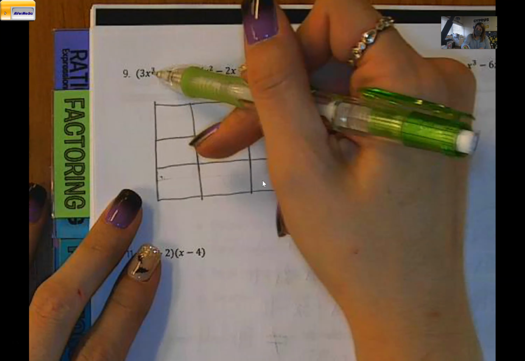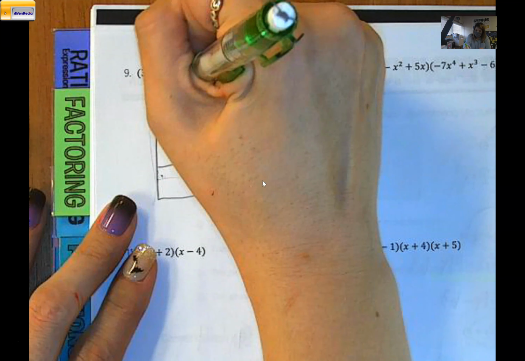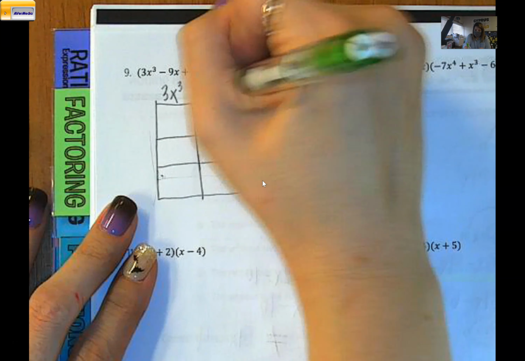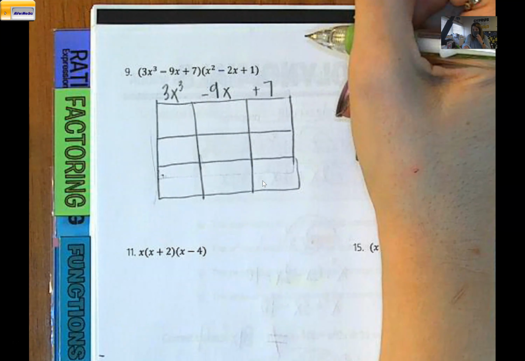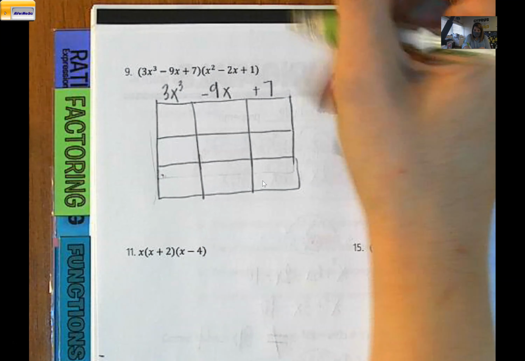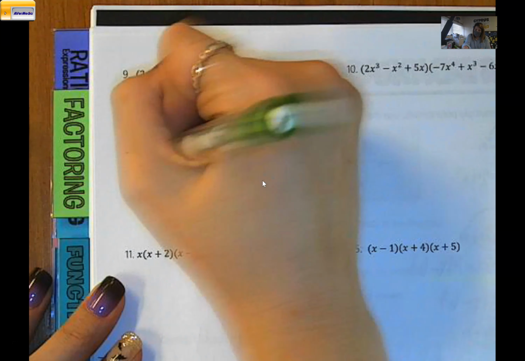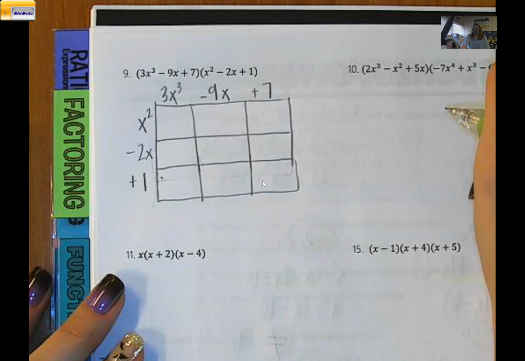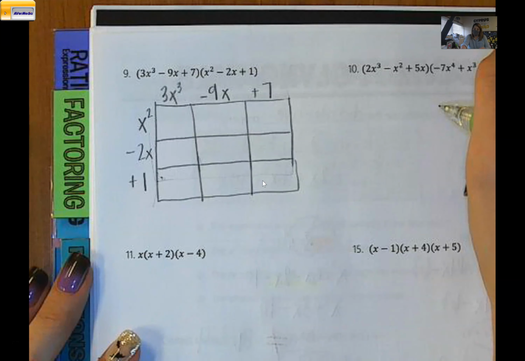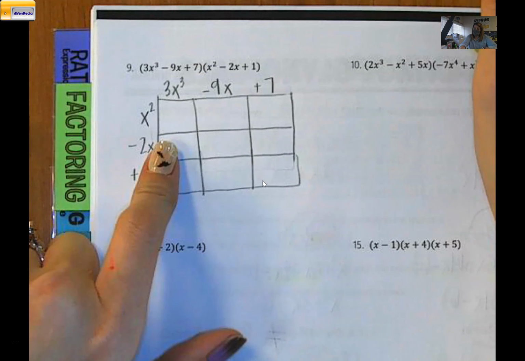So do you want to put 3x squared going down or across the top? What are you guys feeling like? Great. 3x cubed minus 9x plus 7. Then down the side, x squared minus 2x plus 1. Holy moly. Okay, on this one, I'm going to have to be really careful with my signs. When I mess up, make sure you let me know.